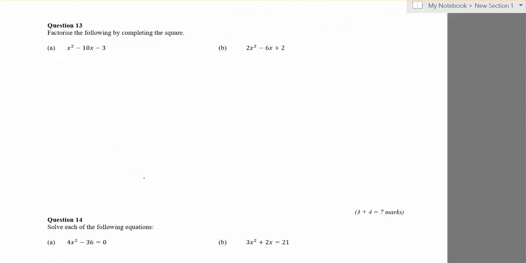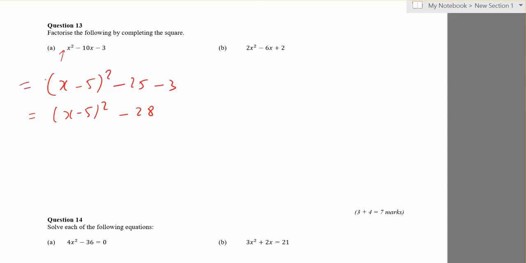Next one, factorize by completing the square. So I'm using the scaffold. This doesn't have a coefficient at the front except for 1, so it's good. I can use the scaffold straight away. So -5, 25 minus 3. So x minus 5 squared minus 28.